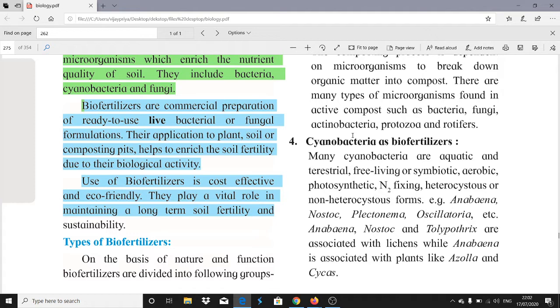Use of biofertilizers is cost effective and eco-friendly. This is very, very important. There are no side effects on the environment. They are very eco-friendly. They play a very important role in maintaining long-term soil fertility and sustainability.